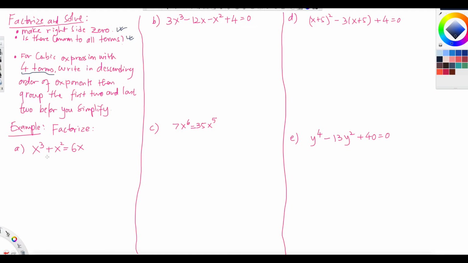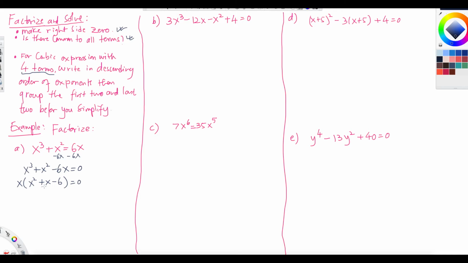Example A, x cubed plus x squared equals 6x. The first thing you do is make the right side 0: subtract 6x from both sides. What you get is x cubed plus x squared minus 6x equals 0. Is there anything common to all of the terms? Yes, what is common is x, right? Let's take x out. You get x squared plus x minus 6 equals 0.